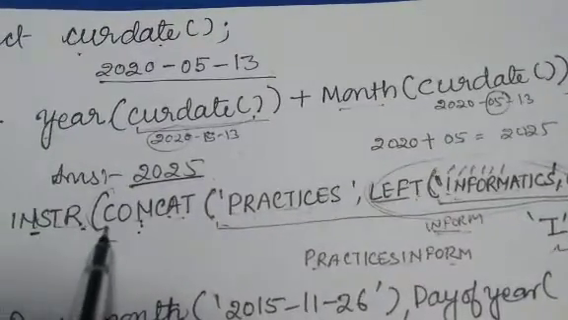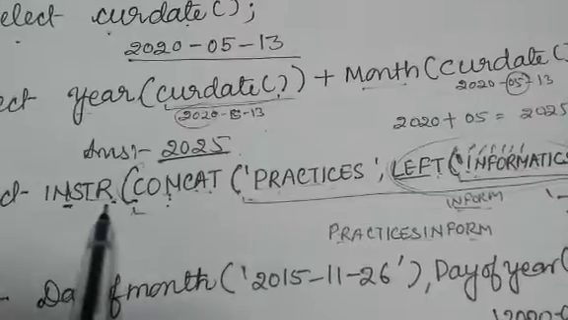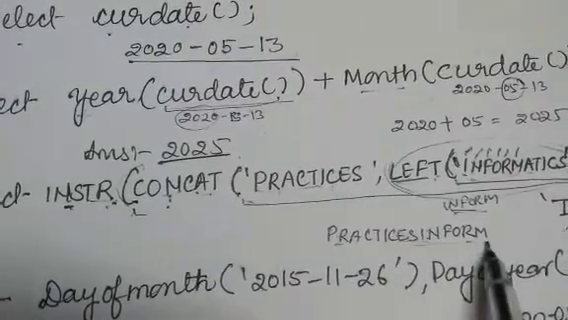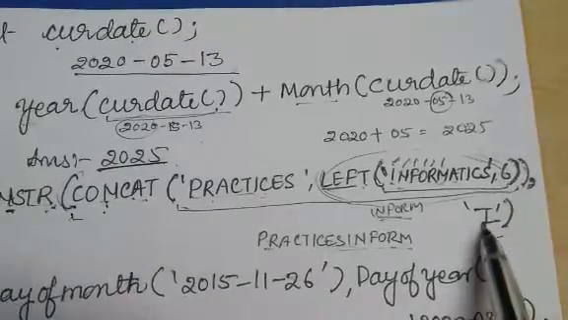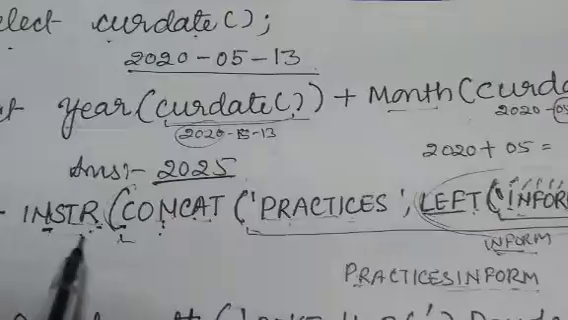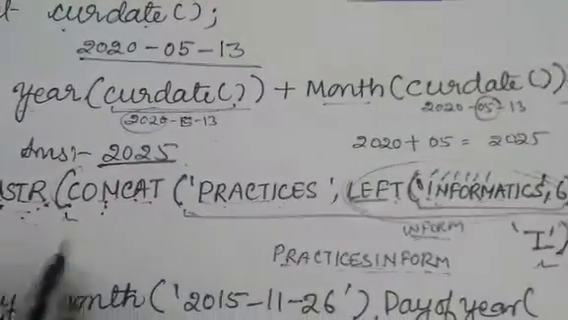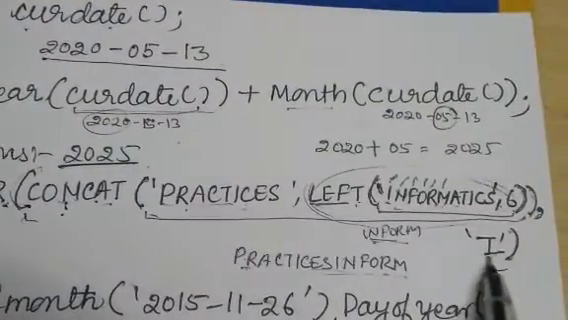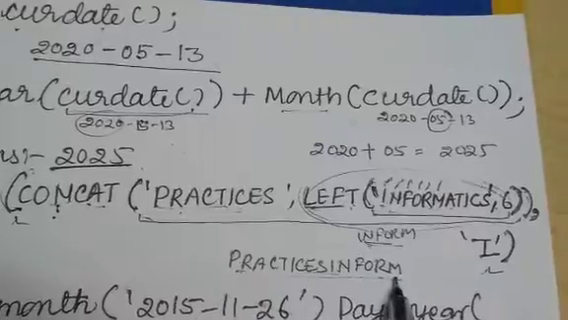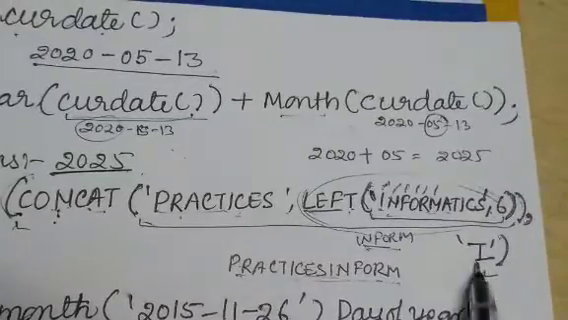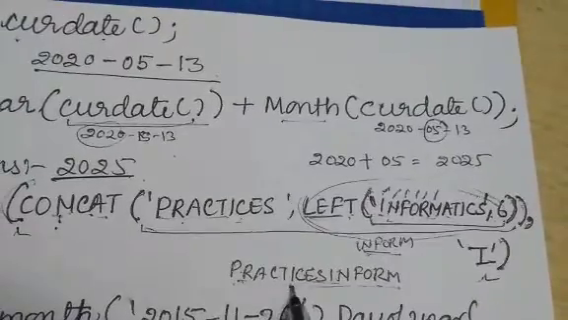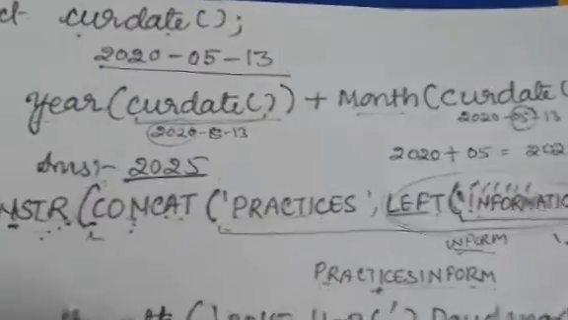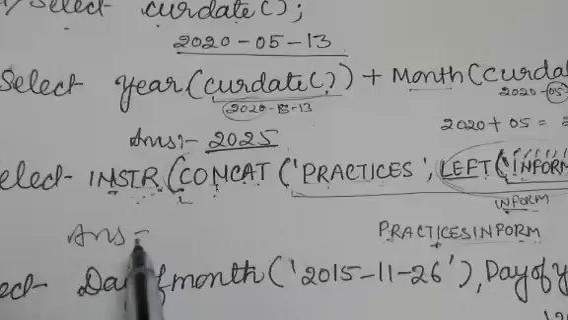Now INSTR: practices inform comma this comma I. So what is the purpose of INSTR? INSTR finds the position of this string in the string. So find the position of I. 1, 2, 3, 4, 5, 6. First occurrence, it is 6th position. So the final answer will be 6 here.